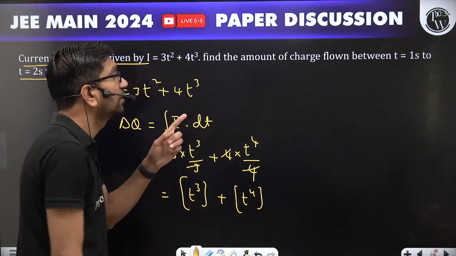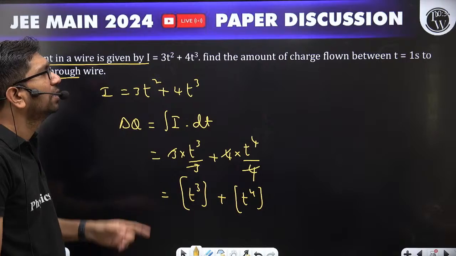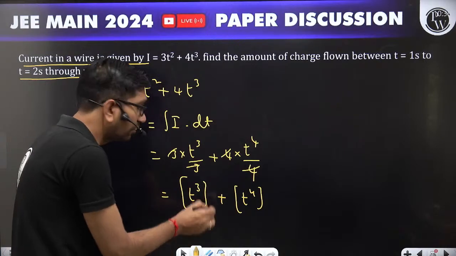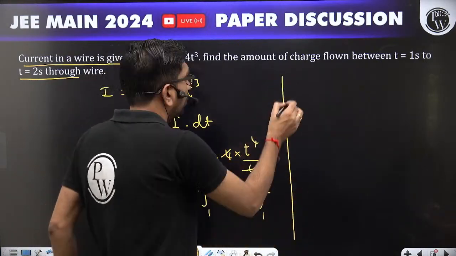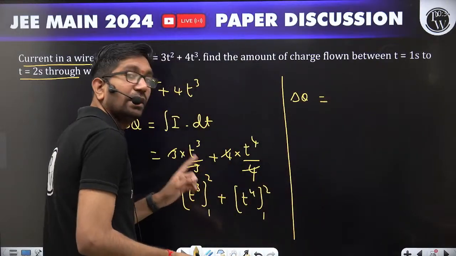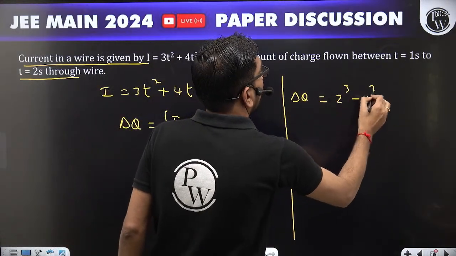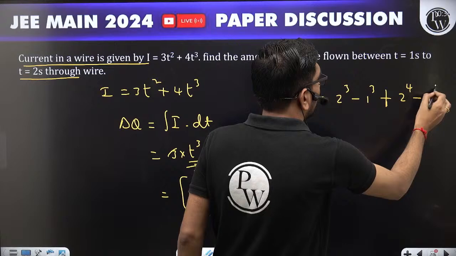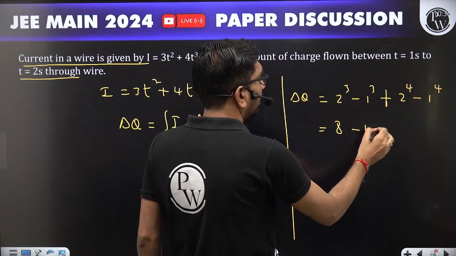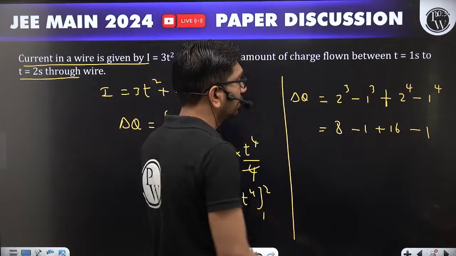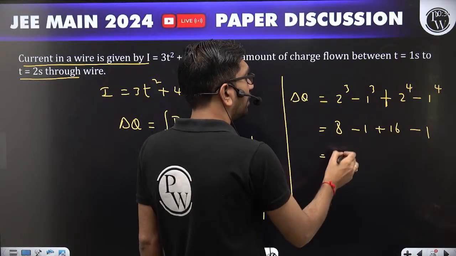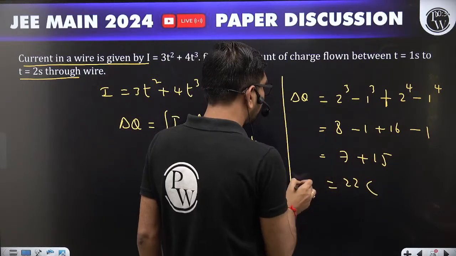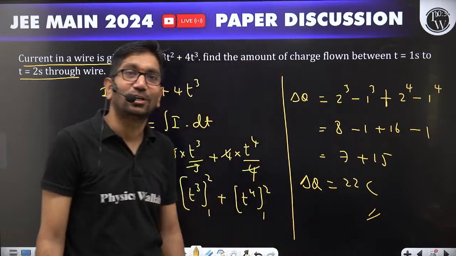Right? So we have to find out the charge between 1 to 2 seconds, the t value is from 1 to 2. So finally, the charge, what do you get, beta? It is 2 cube minus 1 cube, plus 2 power 4 minus 1 power 4. 2 cube is 8. 2 power 4 is 16, right? Now 8 minus 1 is 7. Here you get 15, right? So finally 22 coulombs is the final answer.